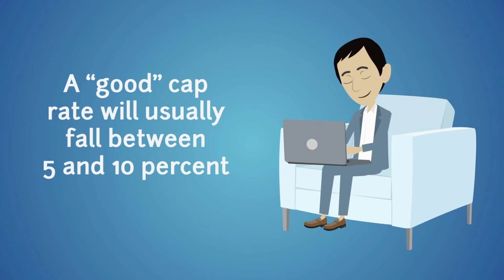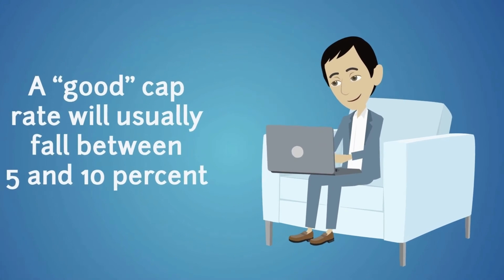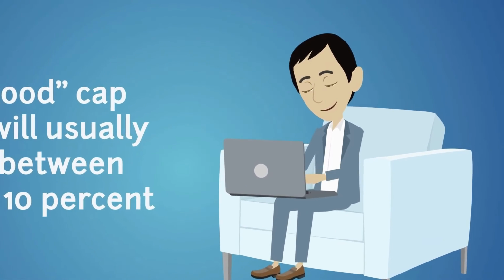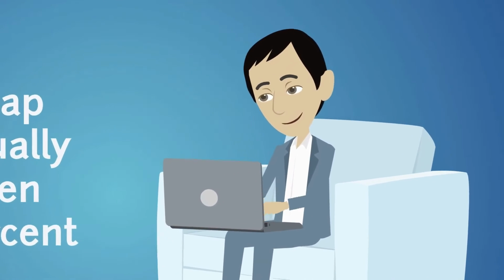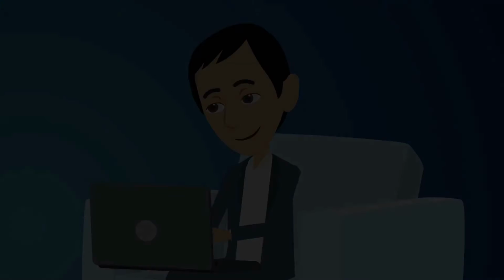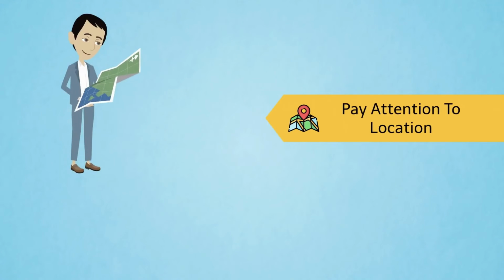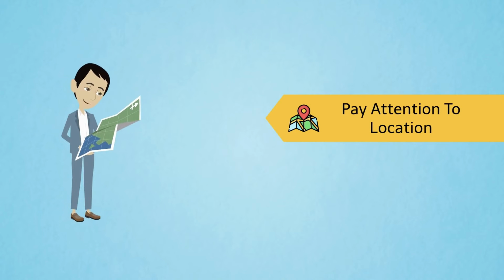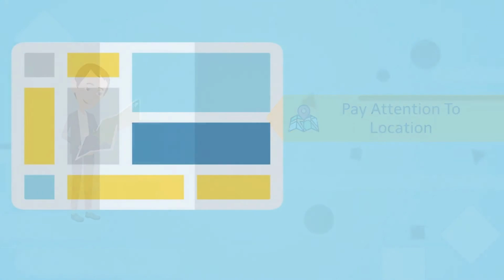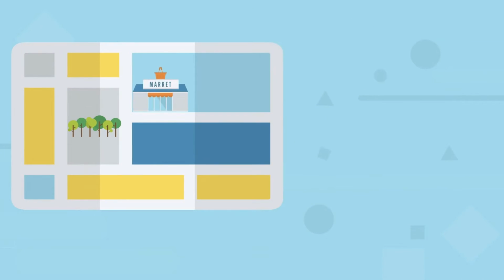But how do you find potential investments in the first place? Our next tips will tell you what you should be looking for in multifamily properties. Tip number 4, pay attention to location. If you have any experience in real estate, you've likely heard the phrase location, location, location, which is one of the most important factors prospective tenants will consider.